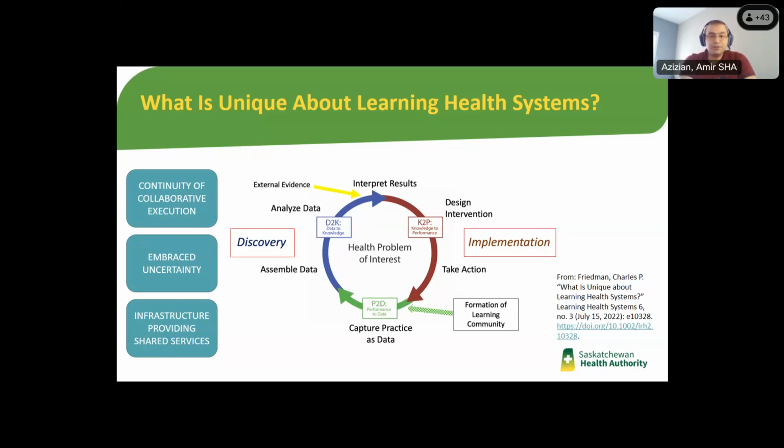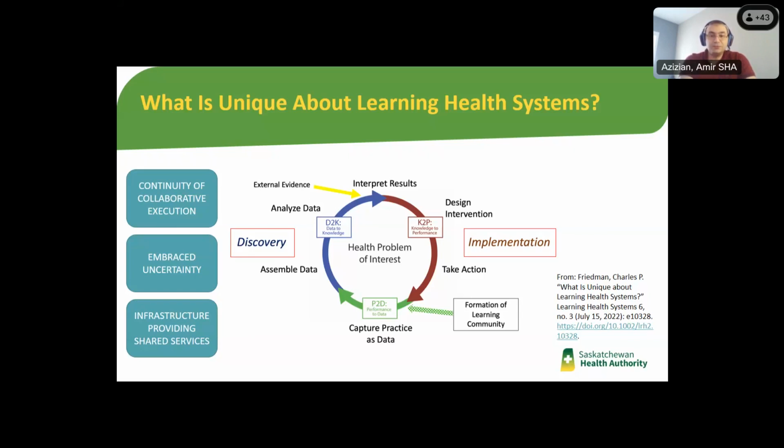However, after a learning community forms into a cohesive group, that same group drives the cycle through the sequence of discovery and implementation. So the discovery phase is the performance to data and data to knowledge, and implementation is knowledge to performance, and back to discovery again as the cycle continues. So that's the first distinguishing factor.